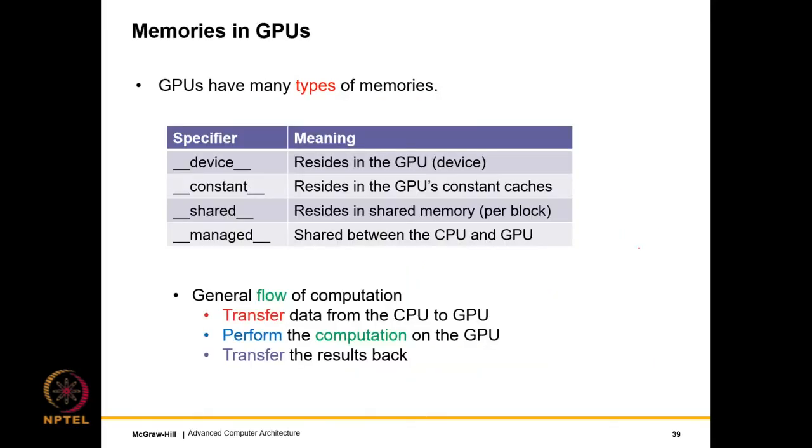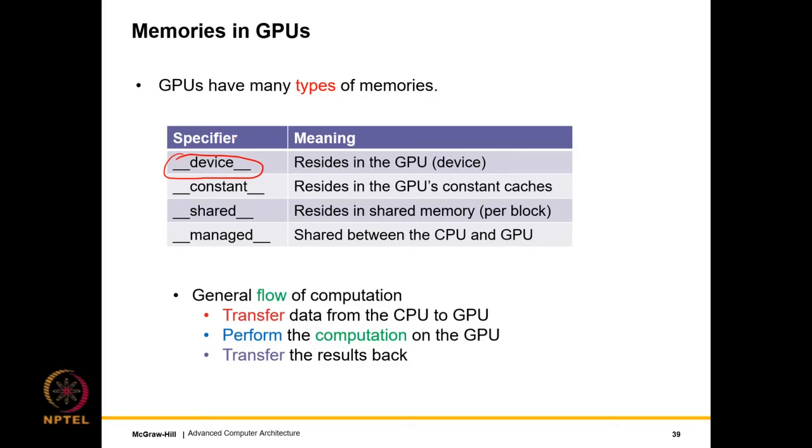So we have discussed the computation part to a large extent. Of course, we have not discussed most of the nitty-gritties, but at least the basic idea has been provided. Now let us look at the memories. GPUs have many types of memories. We have been primarily looking at the device memory. Again, note these underscores at the beginning and end. This is a constant feature, a recurring theme of the CUDA language. The device here, memory, means it resides in the GPU or the device. The constant means it resides in the GPU's constant caches.